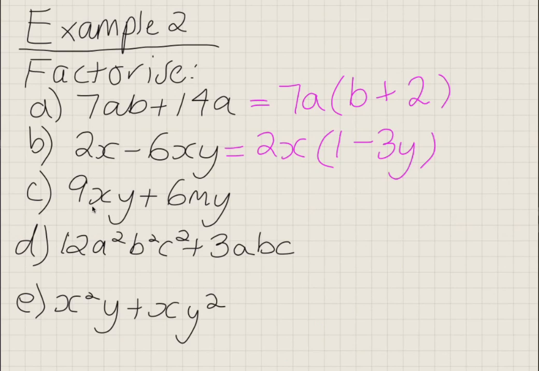Okay, in part C, there's a y in both of them, so we definitely know that y is going to be out the front, and the highest common factor of 9 and 6 is 3, so pulling 3y out the front. 3y times what gives 9xy? That would be 3x. And 3y times what gives positive 6my? Well, y is already there, so that's fine. We need an m, and 3 times 2 is 6, so it must be plus 2m.